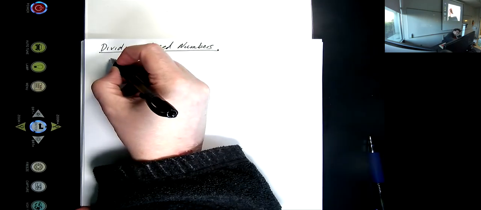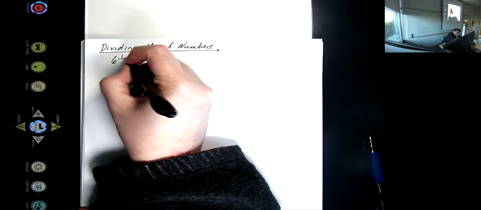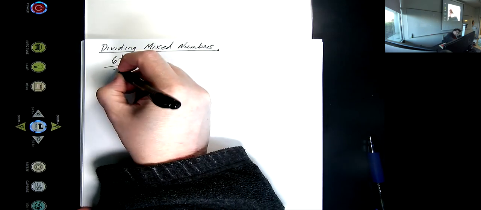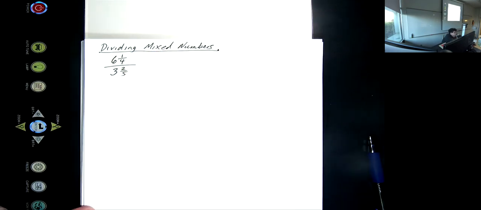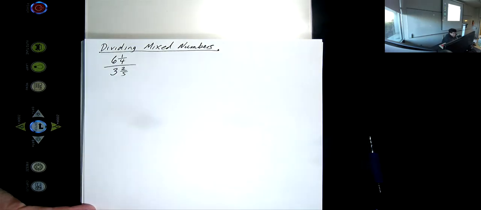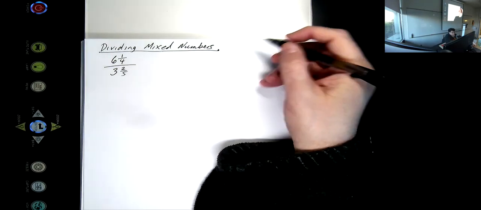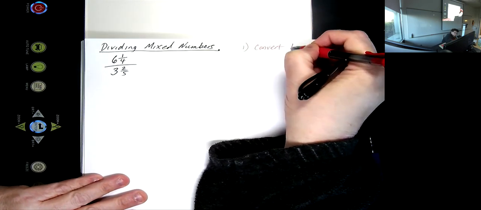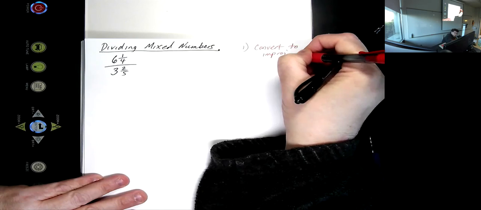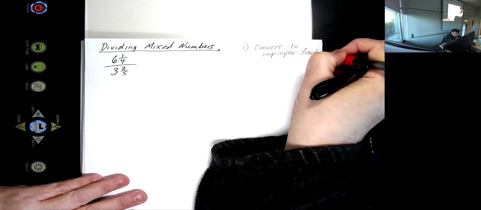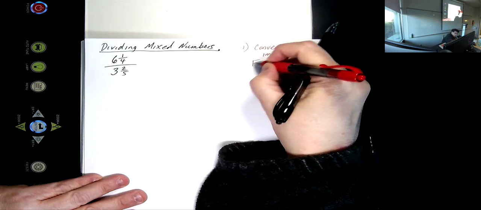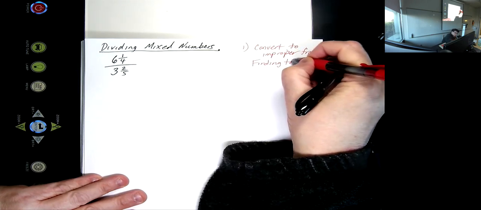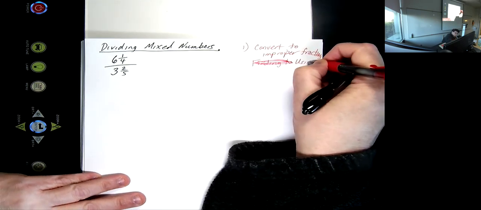All right, so let's say we're going to take 6 1/4, and we're going to divide it by 3 2/5. The first thing, convert to improper fractions, by finding a common denominator or using the denominator.